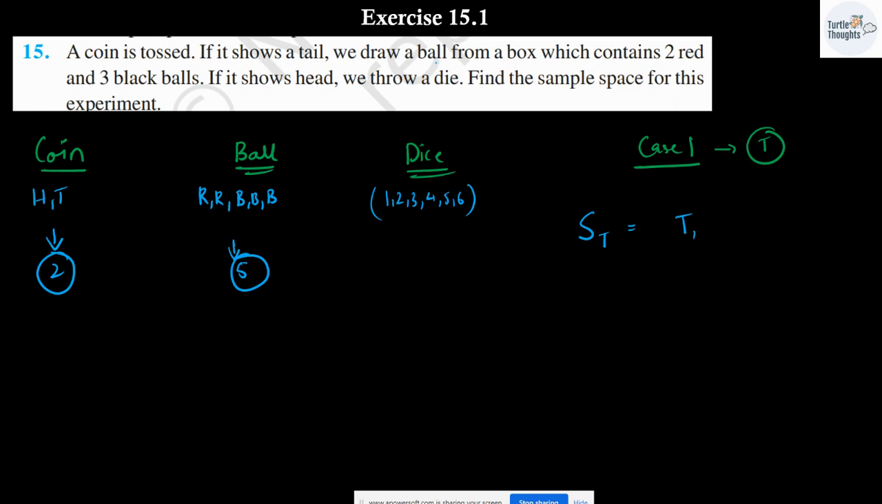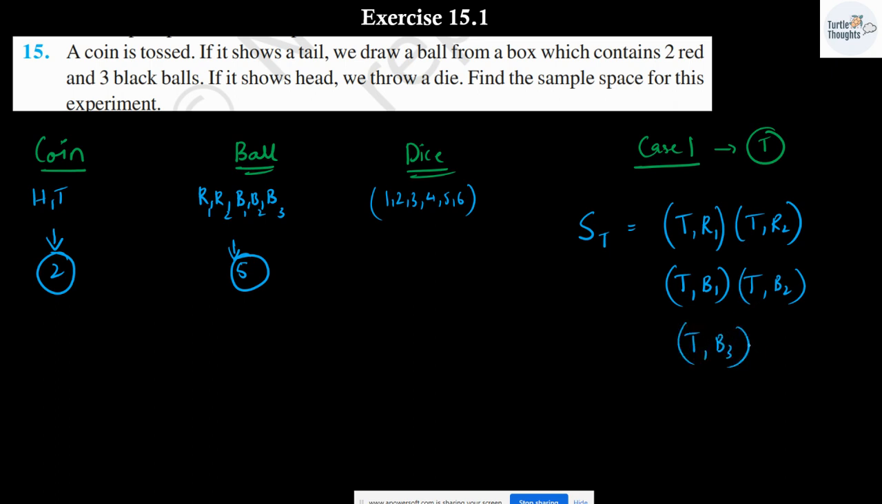So what are the balls that I can choose? I will be writing R1, R2, B1, B2, B3 just to differentiate between the same, because they have not given that they are identical. So I can get a head, then I can pick the first red ball. I can get a head, I can pick the second red ball. Similarly, head, I can pick the first black ball. I can get a head, I can pick the second black ball, and a third black ball. Total sample space here is going to be 5.